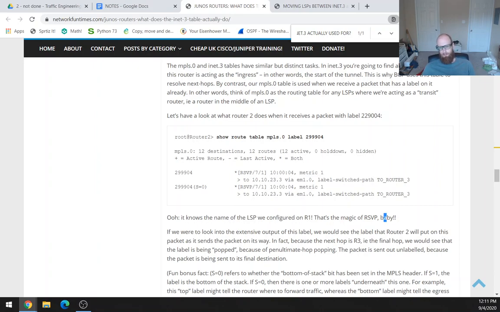If we were to look into the extensive output of this label, we would see that Router 2 will put the label on this packet as it sends the packet on its way. In fact, because the next hop is router 3, i.e. the final hop, we would see that the label is being popped because of penultimate hop popping. The packet is sent out unlabeled because the packet is being sent to its final destination.